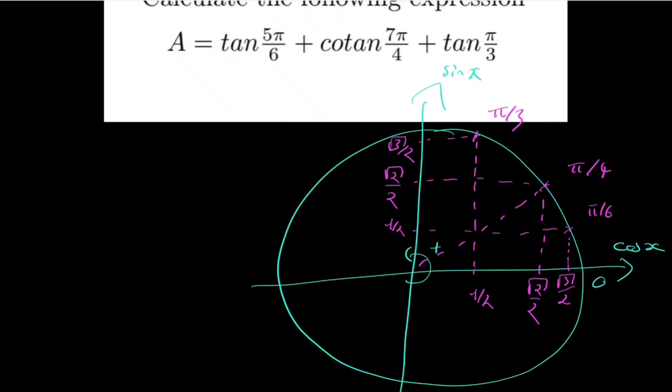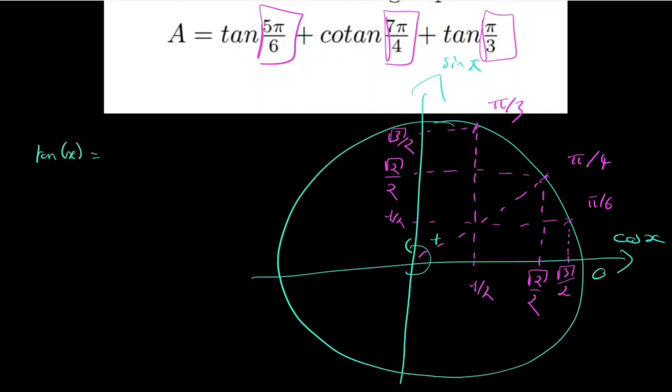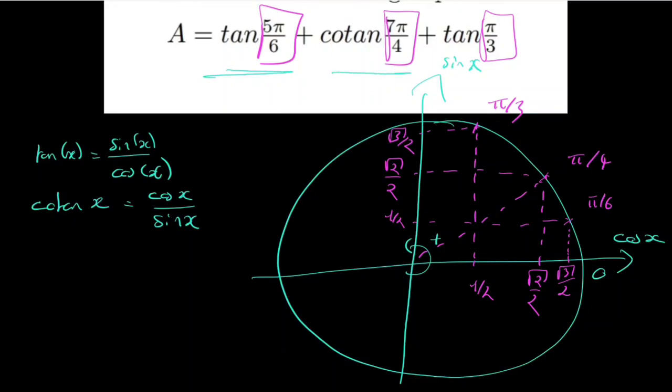Now we will use this trigonometric circle as a tool to find some values in 5 pi over 6, 7 pi over 4, and pi over 3. Let's remind that tan of x is equal to the sinus of x over the cosinus of x, and that the cotan of x is equal to the cosinus of x over the sinus of x. So for each of these values, we will have to know both the cosinus and the sinus. Let's start with 5 pi over 6.